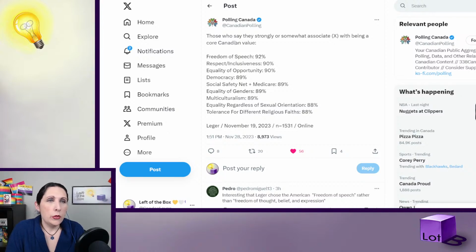But those who say they are strongly or somewhat associated with being core Canadian values. Oh, what do us Canadians think we are, eh? Freedom of speech, 92%. I just find that a little bit funny because we don't have free speech in Canada. We have freedom of expression, but we don't have absolute free speech like you do down in the States. We do get away with saying a lot, though. So, respect and inclusiveness. Yeah. Inclusiveness.